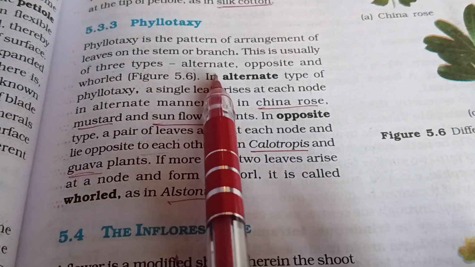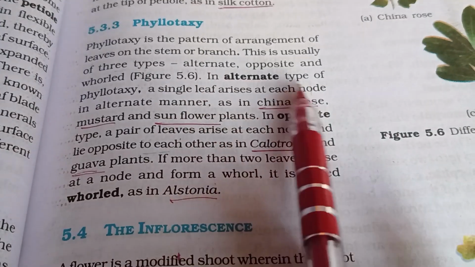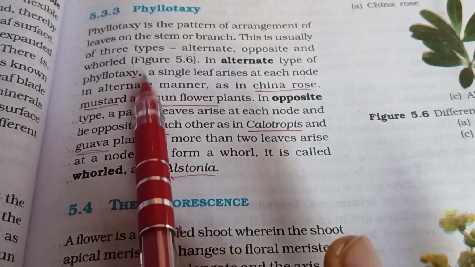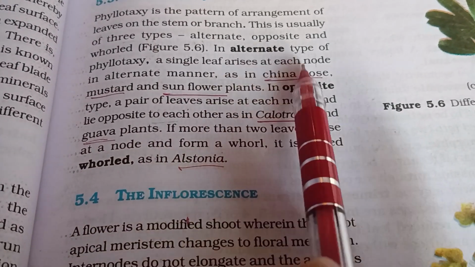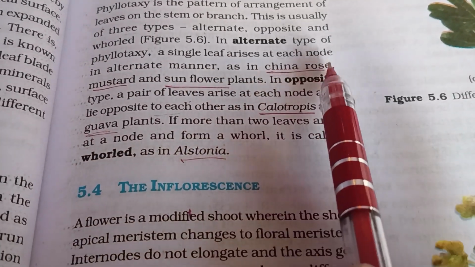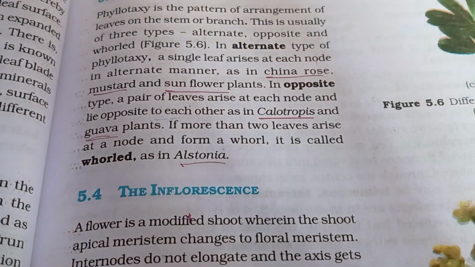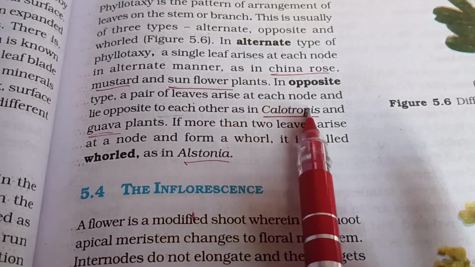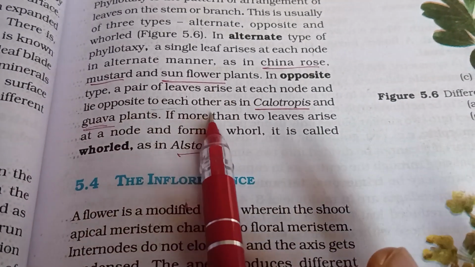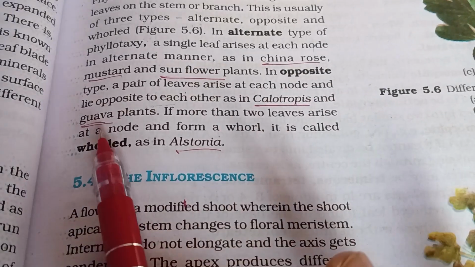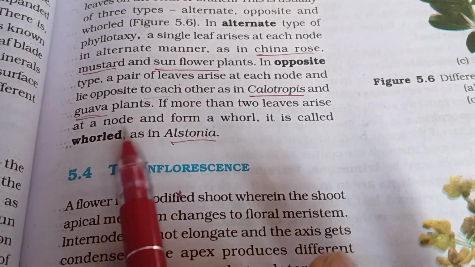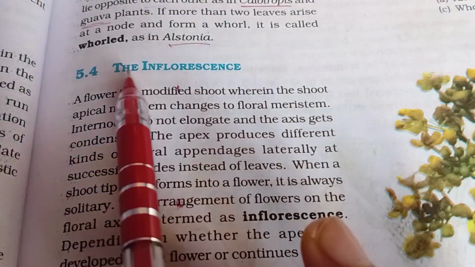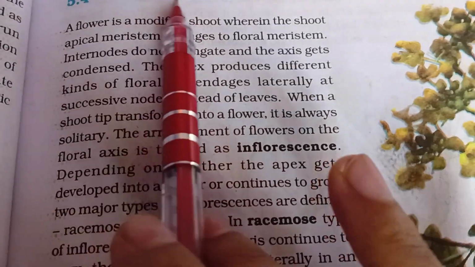This is usually of three types: alternate, opposite, and whorled. In alternate type of phyllotaxy, a single leaf arises at each node in alternate manner, as in China rose, mustard, and sunflower. In opposite type of phyllotaxy, a pair of leaves arise at each node and lie opposite to each other, as in Calotropis and guava. If more than two leaves arise at a node and form a whorl, it is called whorled phyllotaxy. An example of this is Alstonia.